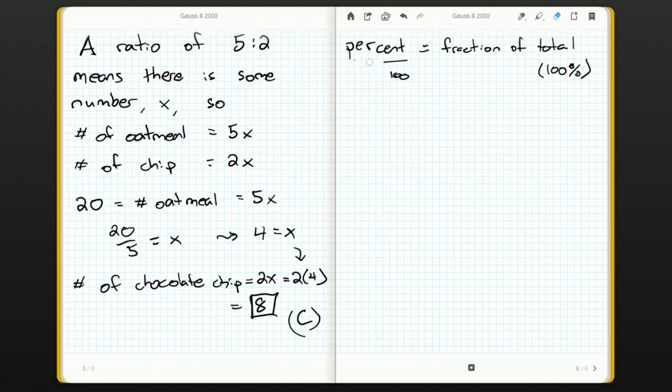So in particular, for this question, I want the percent of girls in the class. So what I want to do is find out the number of girls in the class. I want to turn it into a fraction out of the total number of students. And then I'm going to take that fraction and multiply it by my total 100%. So in order to answer this, we need the number of girls and then the number of students.